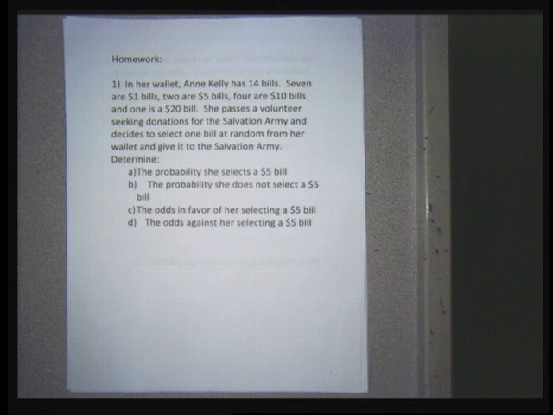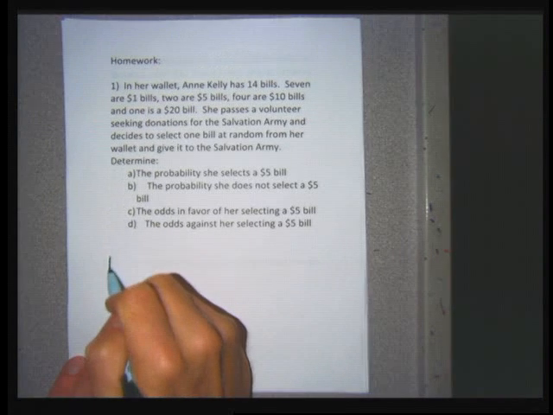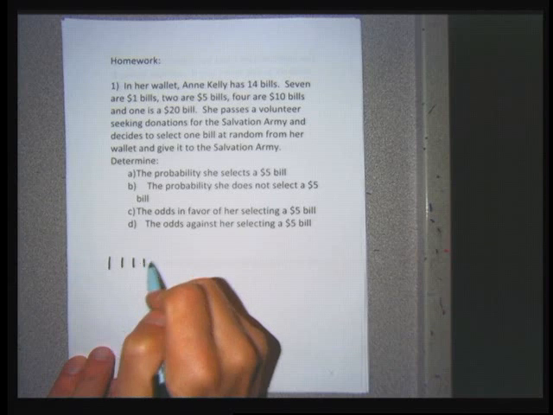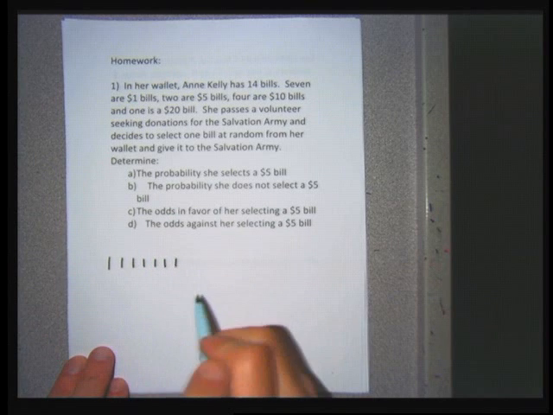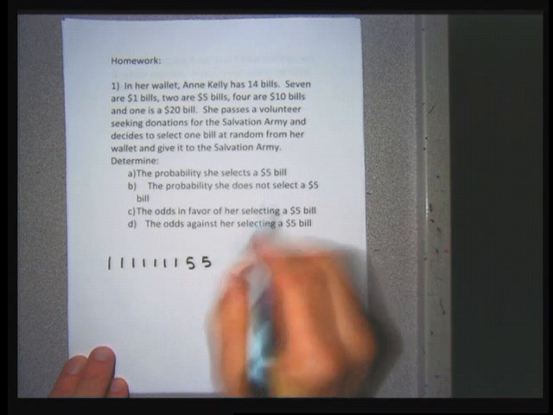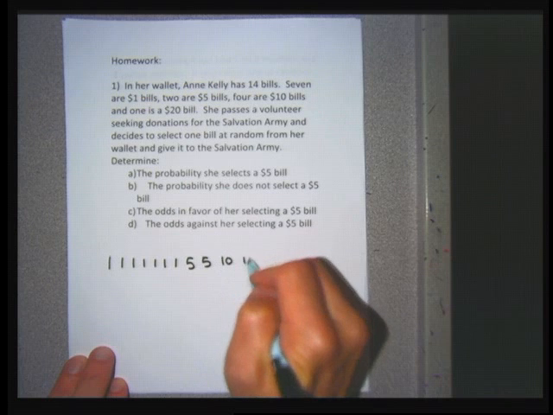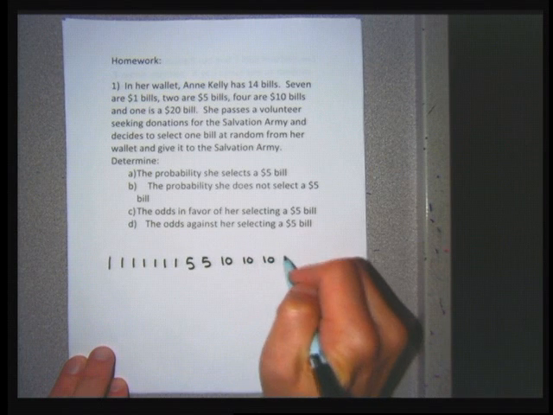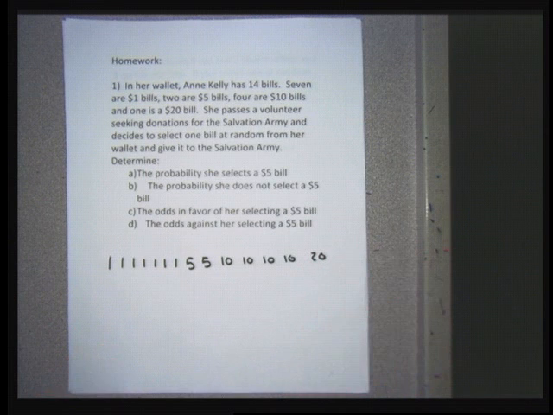So Anne has some bills in her wallet, and Anne's wallet has this. It has 1, 2, 3, 4, 5, 6, 7 ones. It has 2 5s. It has 4 10s. And 1 20. So these are the bills in Anne's wallet. And she's passing a volunteer at some Salvation Army donation, probably bell ringing kettle person, and she's going to reach into her wallet and she's going to pluck out 1 bill.